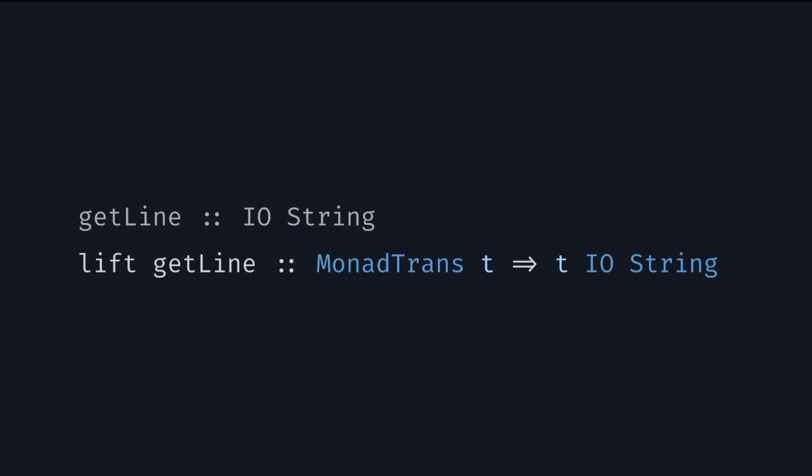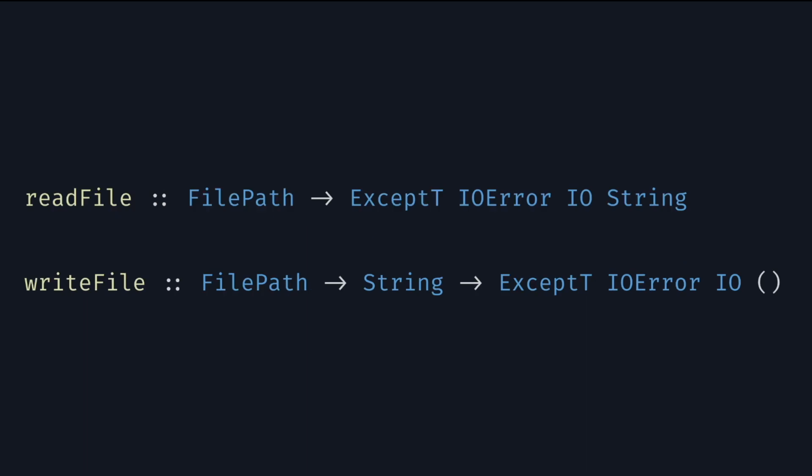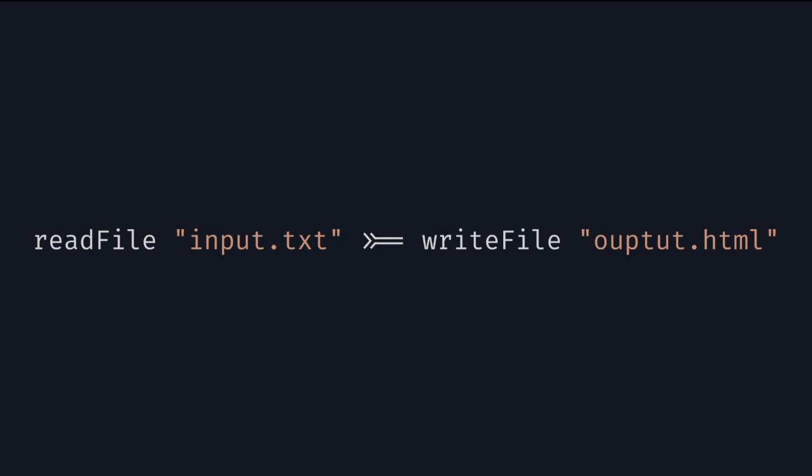Actually, lift is also a type class function from MonadTrans, the type class of monad transformers. So technically, lift getLine has a more generic type, but we are specializing for concreteness right now. Now, if we had readFile and writeFile functions that return ExceptT, we can compose them again without issues.